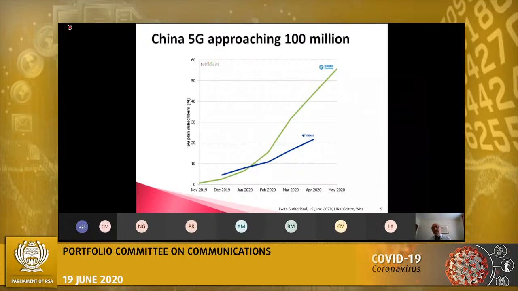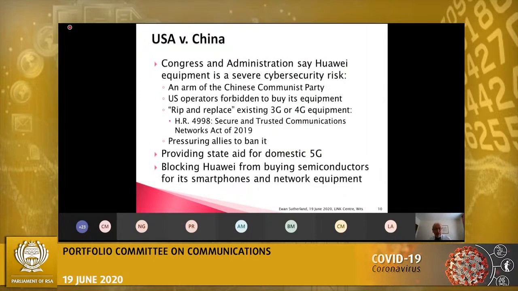China Mobile's just done a big order with Ericsson in Sweden. So we're looking at pretty steep slopes, fairly rapid advances on 5G. The United States of America, this is not just Donald Trump. The US Congress since about 2012 has been trying to get Huawei equipment out of the US domestic network.